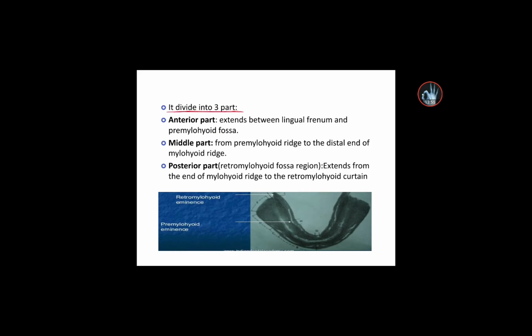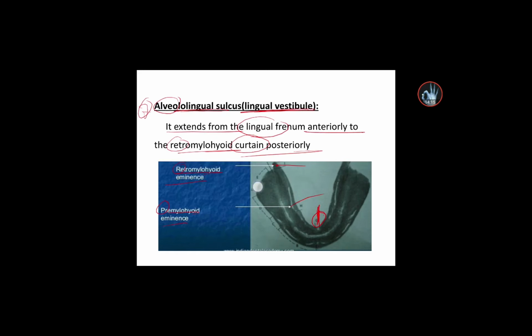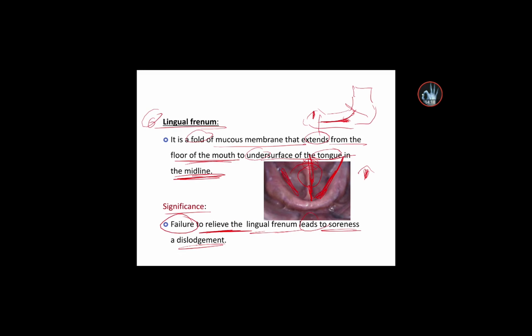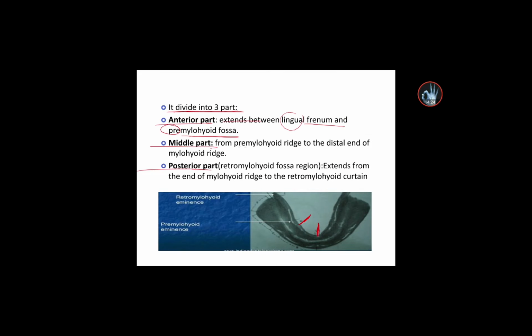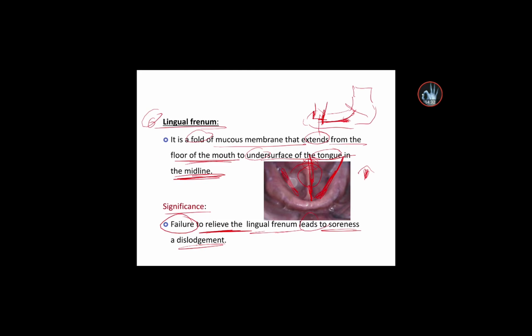Now it's divided into three parts: anterior part, middle part, and posterior part. The anterior part extends between the lingual frenum, this is the lingual frenum, and the pre-mylohyoid fossa. So it's a little bit before the mylohyoid fossa. On this picture it's from here to here. Okay, this is the anterior part. And the middle part is from the pre-mylohyoid ridge to the distal end of the mylohyoid ridge. So it's from here to here. Okay.